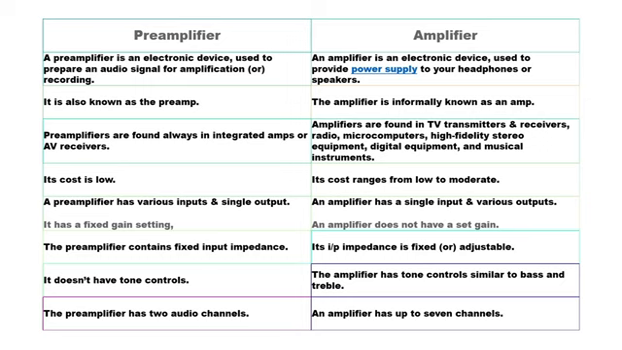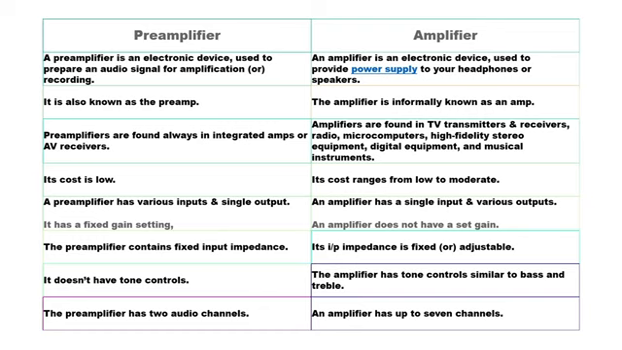Now the difference between a preamplifier and an amplifier. A preamplifier is an electronic device which is used to prepare an audio signal for amplification or for recording purposes, whereas an amplifier is an electronic device which provides power supply to headphones or speakers. It is used for recording purposes. It is also known as a preamplifier, and it is also called an amplifier.